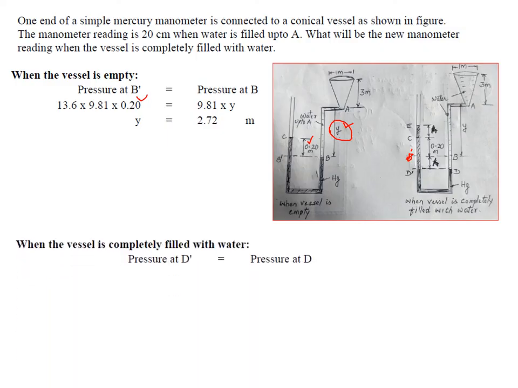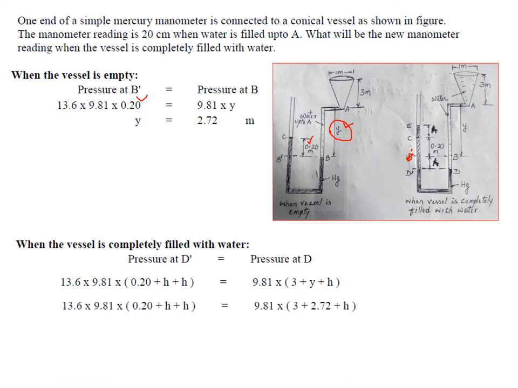When the vessel is completely filled with water, the pressure at D dash has to be equal to the pressure at D. We start from the left limb, 13.6 into 9.81, and the distance is h plus 0.2 plus h. Here the pressure at D, we start from the top. It is full of water up to D, so 9.81 into 3 plus y plus h. Here y is 2.72, so substitute and solve for h.